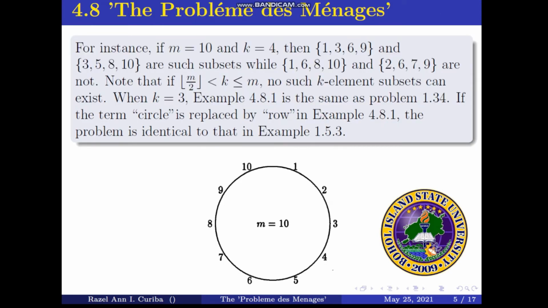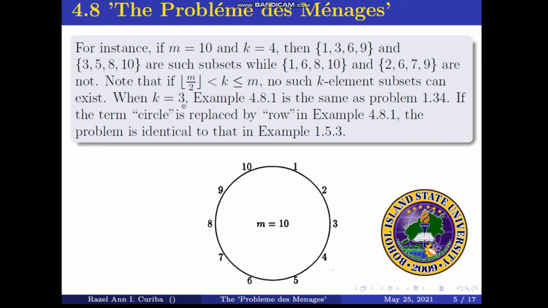For instance, if m is equal to 10 and k is equal to 4, then the sets {1, 3, 6, 9} and {3, 5, 8, 10} are such subsets, while the sets {1, 6, 8, 10} and {2, 6, 7, 9} are not. Note that if k is greater than m over 2 but less than or equal to m, no such k-element subsets can exist.